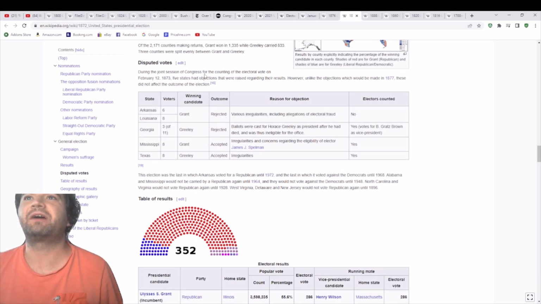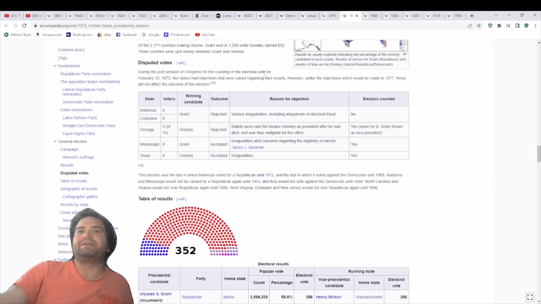During the joint session of Congress, the county electoral vote on February 17th, 5 states had objections that were raised regarding the results. However, unlike Jefferson, these did not affect the outcome of the election. Electors counted yes, yes, yes.